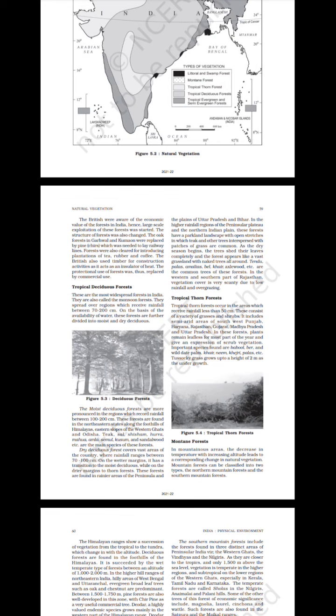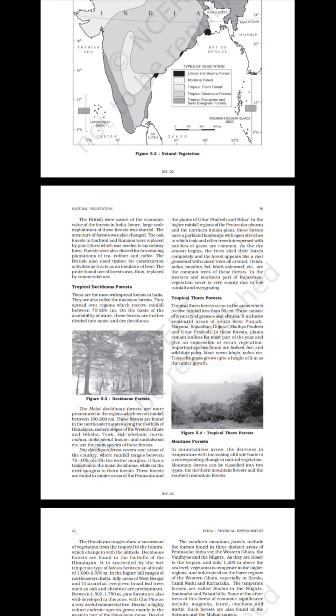The moist deciduous forests are more pronounced in the regions which record rainfall between 100 to 200 centimeters. These forests are found in the northeastern states along the foothills of Himalayas, eastern slopes of the Western Ghats and Odisha. Teak, sal, shisham, hurra, mahua, amla, semal, kusum, and sandalwood, etc., are the main species of these forests.